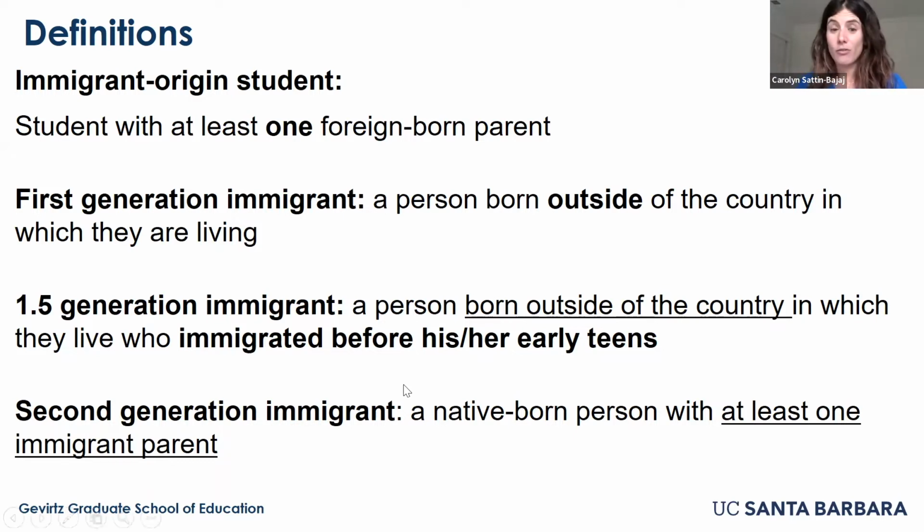1.5 generation refers to someone who came to the US, or wherever they immigrated to, in their early teens. So they're sort of in this middle zone. And then second generation is if at least one of your parents is a first generation immigrant. So when you hear me talk, these are the definitions I am using.